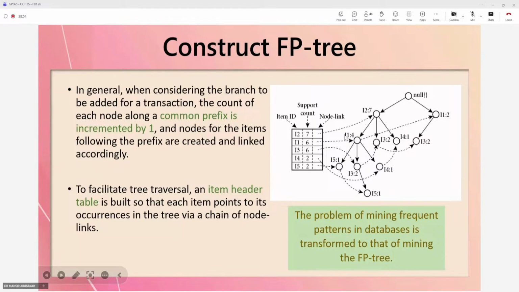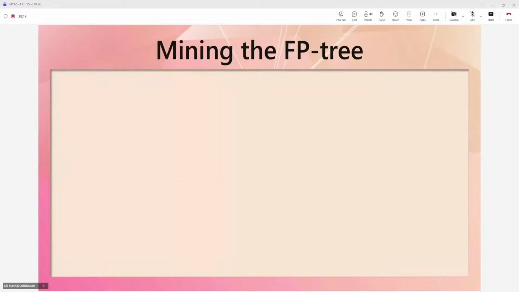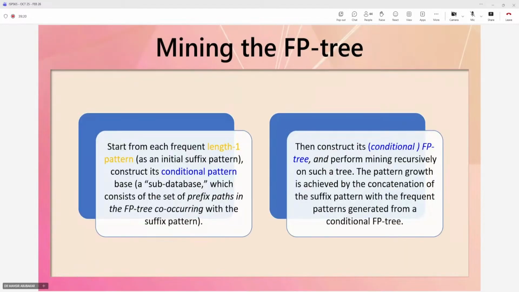So this is how the problem of mining frequent patterns in the database is transformed to that of the frequent pattern tree. So you can see the frequent items that have appeared frequently in the database now are transformed into what is called the FP tree. So that is the first part. So now, we start from each frequent length-1 pattern as initial suffix pattern, construct its conditional pattern base, and then construct the conditional FP tree. Yes, this is what we did.